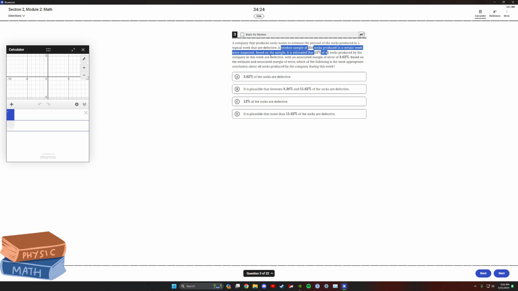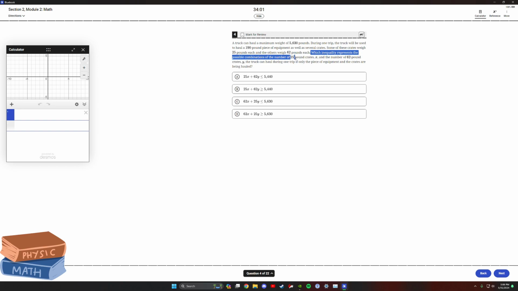Random sample 310, 12% of stocks produced were defective. Margin of error 3.62. Based on the margin of error, which is probably the most appropriate conclusion of all the stocks, right? It's not that that's plausible, right? We don't like the word possible, it's plausible. Margin of error means you go above and below the point. We're going above and below this 12% with that amount, so that is the answer.